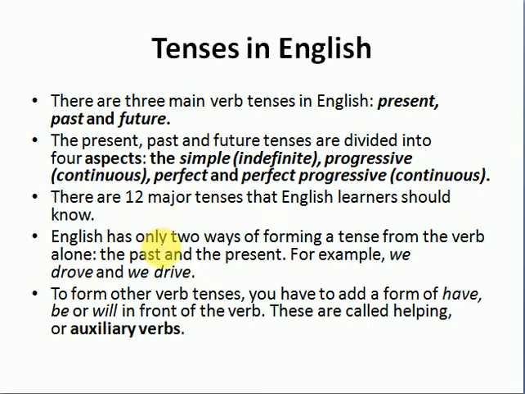The other thing that's important in tenses is that there are only two ways of forming a tense from the verb, that is the past and the present, like we drive and we drove. When you have to form the other verb tenses, like in future or in perfect, you have to add a form of have, be or will in front of the verb, and these helping verbs are also called auxiliary verbs.